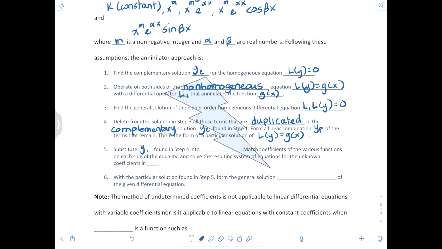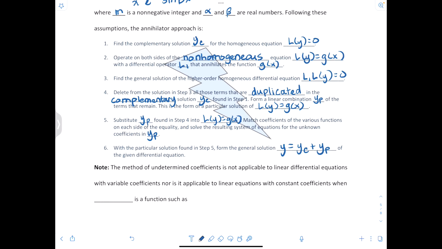5. Substitute y sub p found in step 4 into L at y equals g at x. Match coefficients of the various functions on each side of the equality and solve the resulting system of equations for the unknown coefficients in y sub p. 6. With the particular solution found in step 5, form the general solution y equals yc plus yp of the given differential equation. So these are the steps.